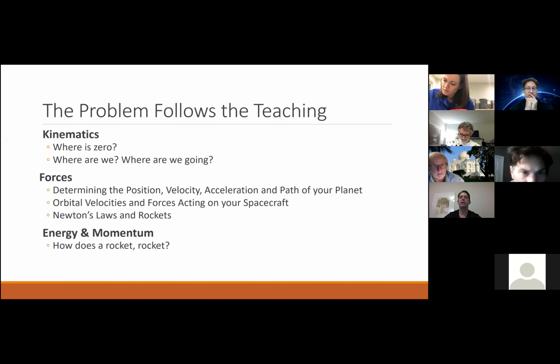And then as we go through, we address our individual tasks related to how to get to another planet. So in our kinematics unit, we talk about where is zero. I'm sure everyone here has talked about how you should always label a reference point in problems. Well, in space, that's really important. Where do you put zero? Because there's a whole bunch of zeros you can use. Where are we and where are we going? In a forces unit, we can talk about orbital velocity, gravitational force, how gravity changes as you move from one planet to another.